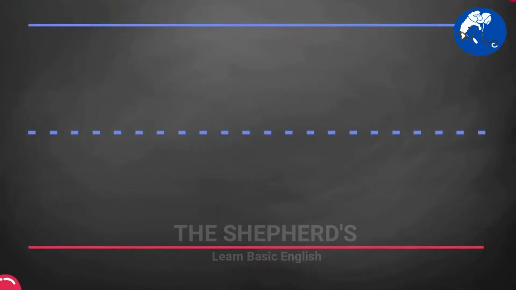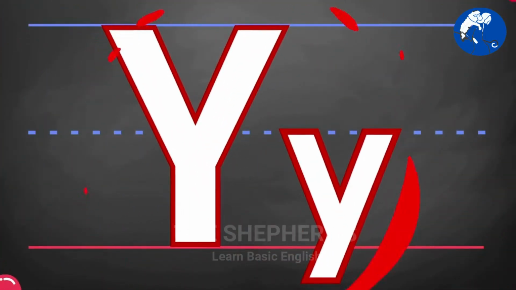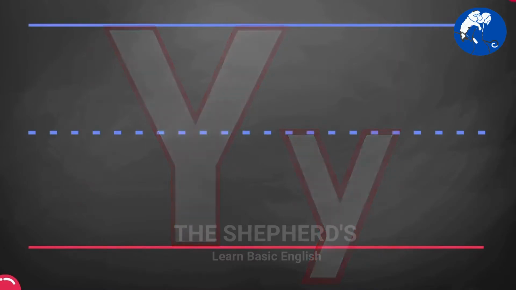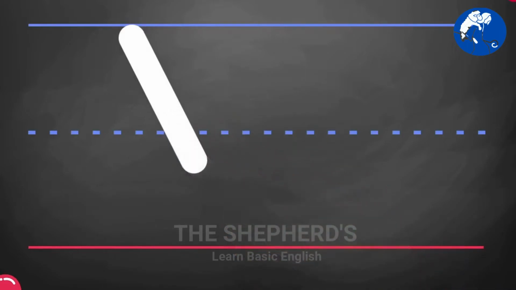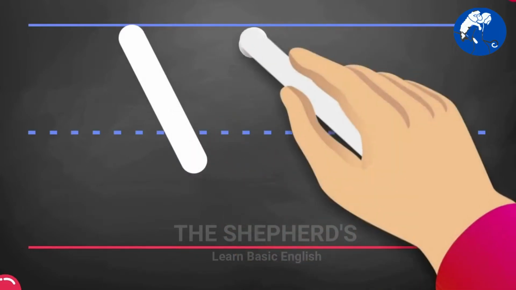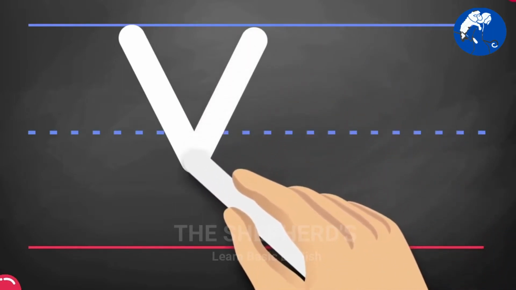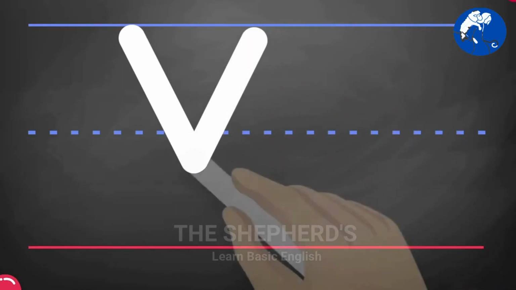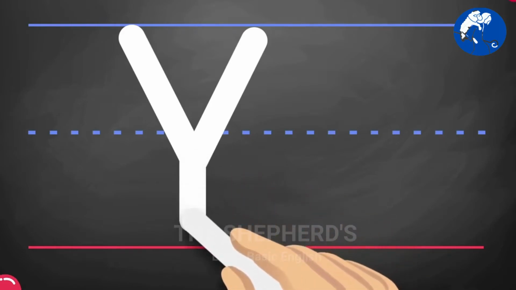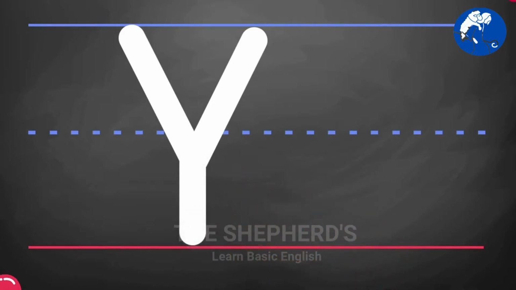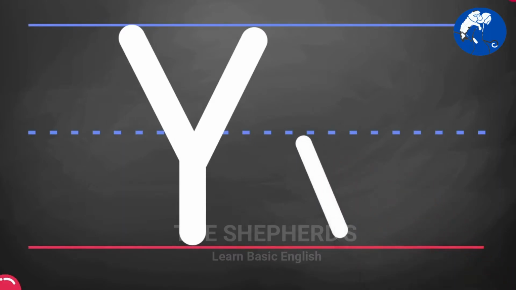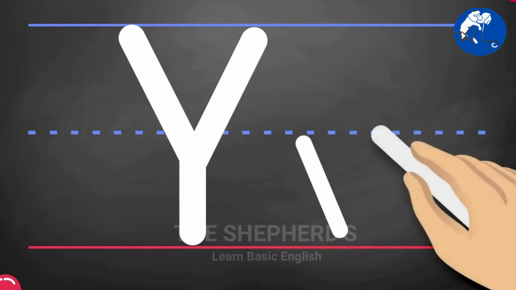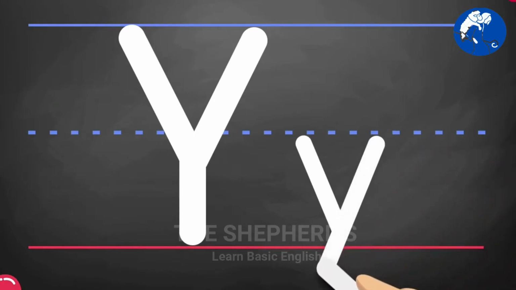The next letter is letter Y. Uppercase Y. Slant down. Slant down in. And pull down. Lowercase y. Slant down in. Slant down and extend. You're a winner!